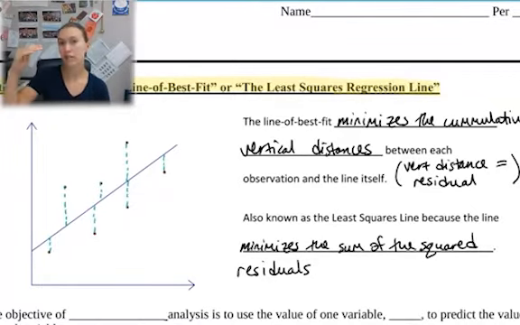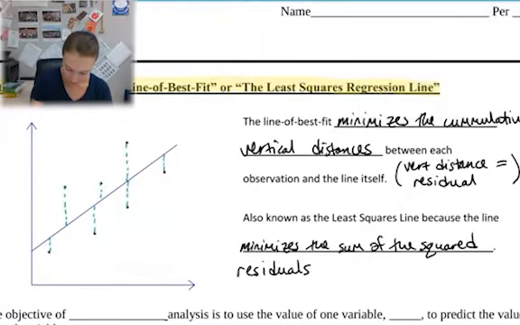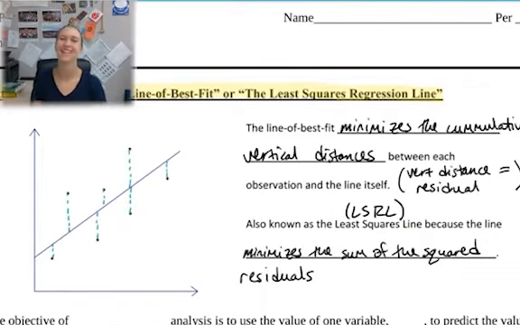A positive residual is for points above the line. Negative residuals are for points below the line. This is also known as the least squares regression line. Oops, that's not what I wanted to do. Let me get the regular pen here. So we call that LSRL, least squares regression line, which I'll abbreviate from now on.